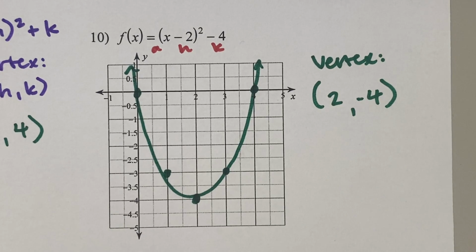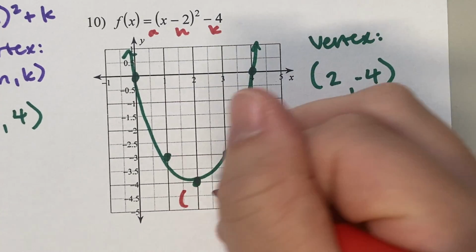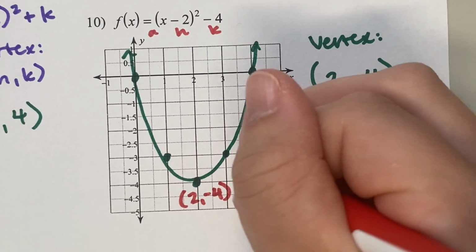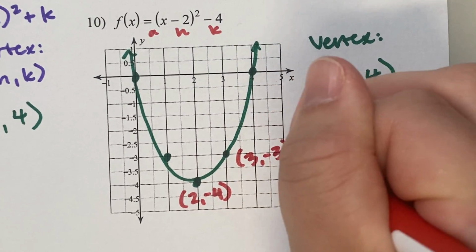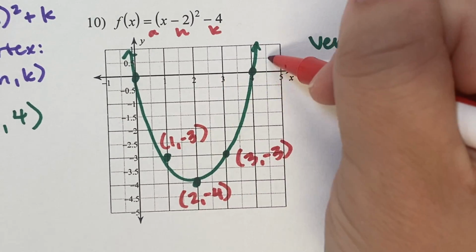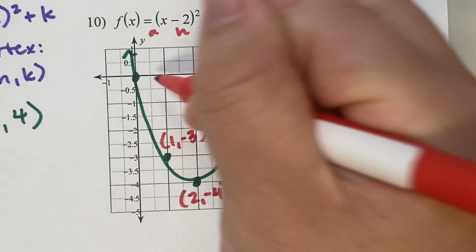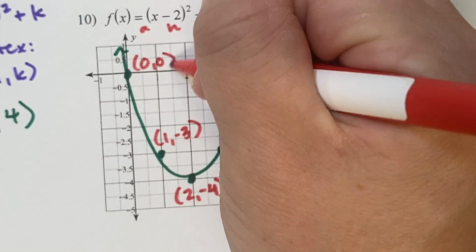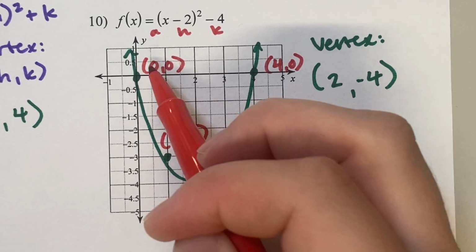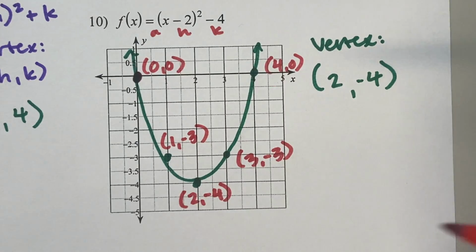Let's identify our coordinate points so we can go ahead and flip them. This one is 2, negative 4. This one's 3, negative 3. 1, negative 3. 4, 0. And 0, 0. Now let's flip them. 0, 0 would just stay 0, 0, so that's a point.